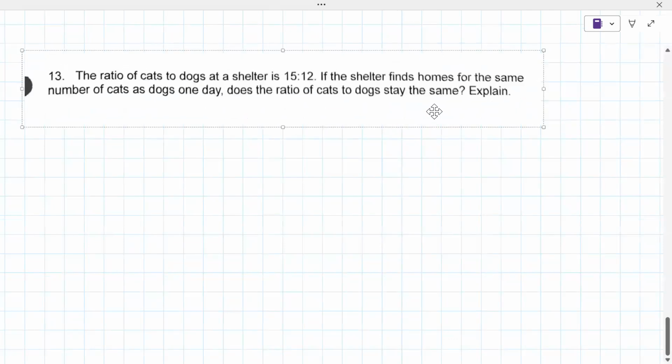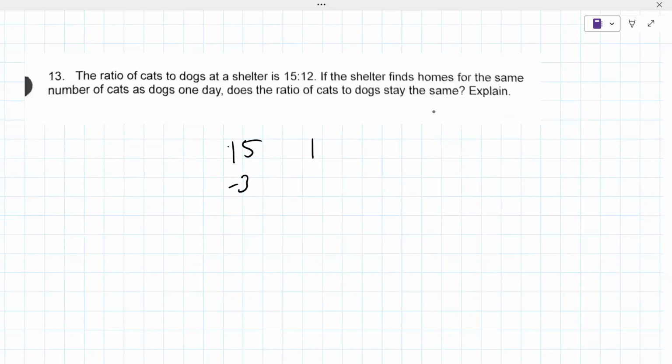So like 15 to 12, subtract 3 from both. But that would be 9 to 12. No, subtract 3. Yeah, 3. 9 to 9. But it wouldn't be the same, would it?